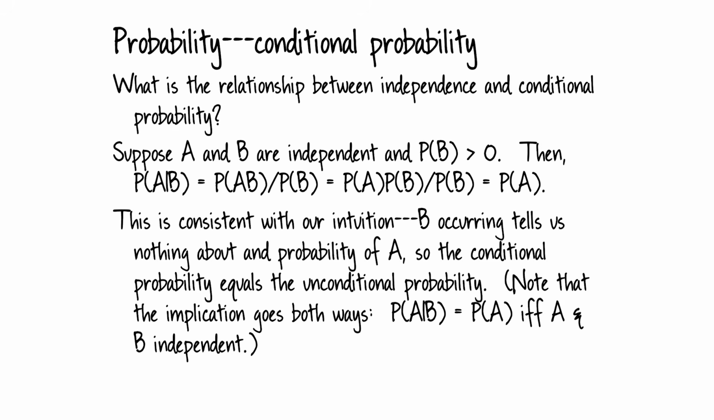Okay? So this is exactly what we would have expected, given our refined intuition about what independence means. If B occurs, it doesn't tell us anything about the probability of A. So if A and B are independent, the probability of A conditional on B is equal to the probability of A. And note that this implication goes both ways. If the probability of A conditional on B is equal to the probability of A, then that also implies independence.